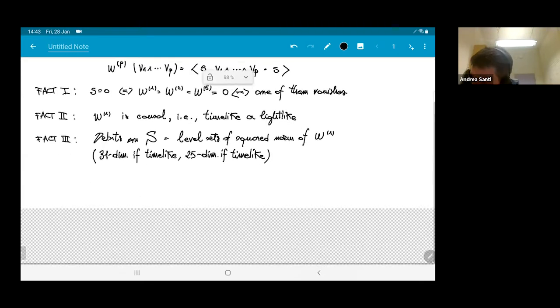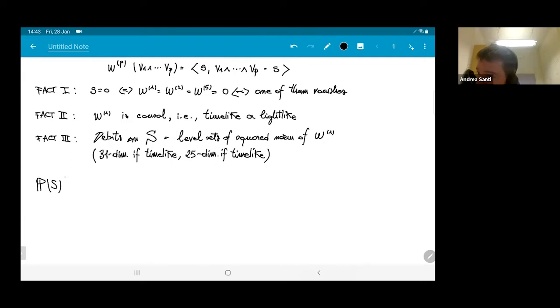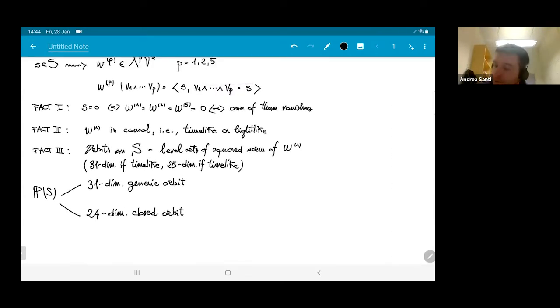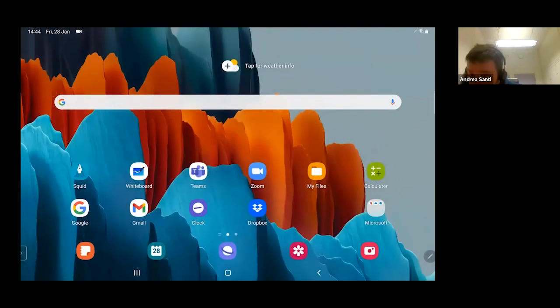So at the end of the day, when you pass to the projectivization, all these 31-dimensional orbits will glue together and projectivize to a single 31-dimensional generic orbit, whereas the 25 projects to a 24-dimensional closed orbit. So these are the orbit structures I mentioned at some point in the last lecture. If you go to the complexified picture, orbits with no real points appear, and that was the misunderstanding between me and Armand. Okay, I'll stop sharing here.